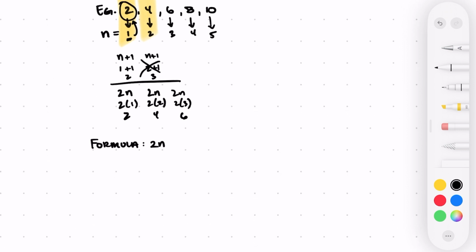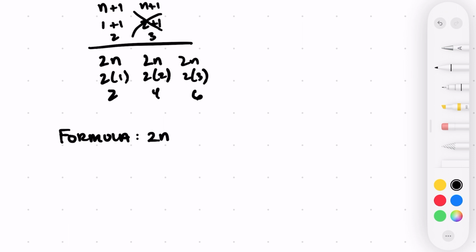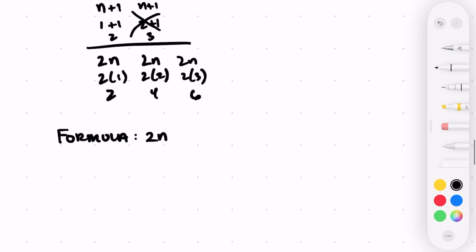Because now look at what happens here. If I'm looking for the first number, I put 1. If I'm looking for the second number, I put 2. If I'm looking for the 10th number, I'll put 10. So if I want to find the 1,000th number, it's going to be 2 times 1,000, and you're going to get 2,000. So by the time you hit the 1,000th number, that number will be 2,000. Now, thankfully, we don't have to count and add all the way until we get 2,000, right?